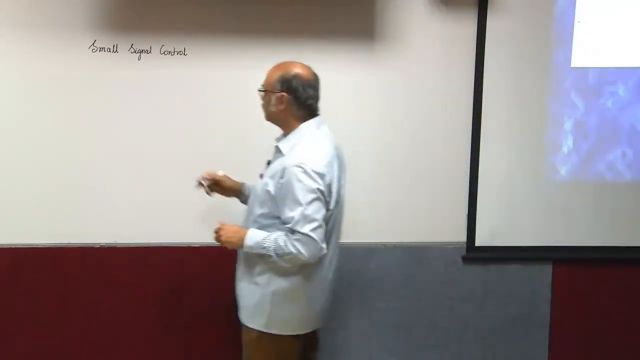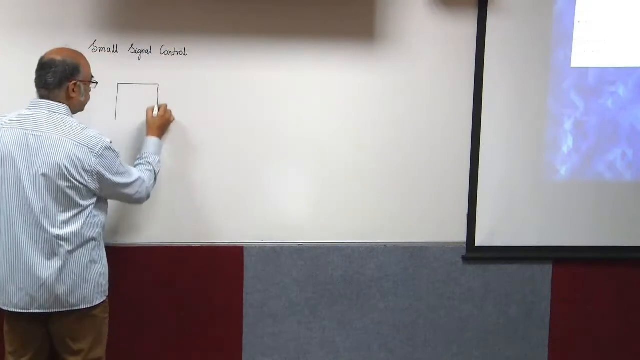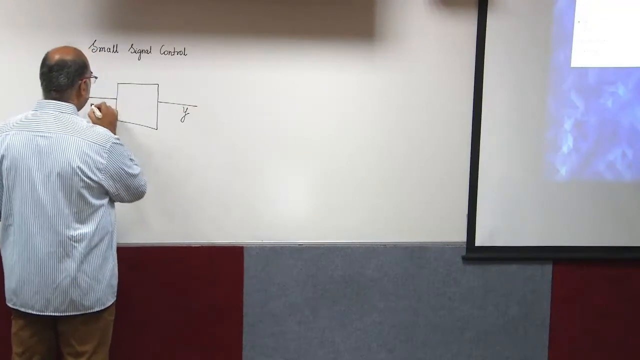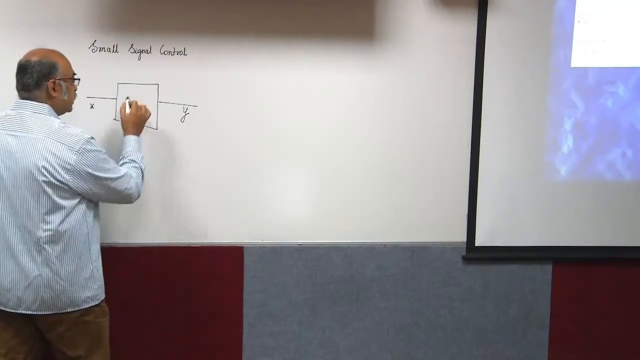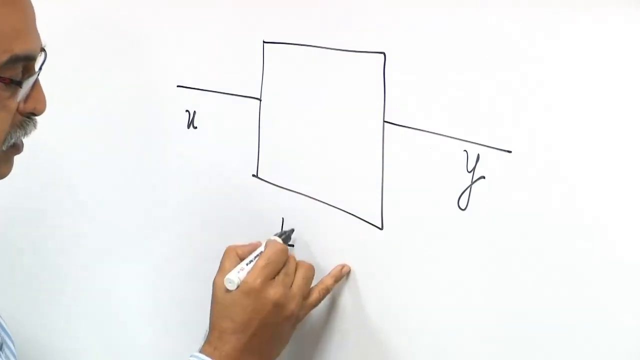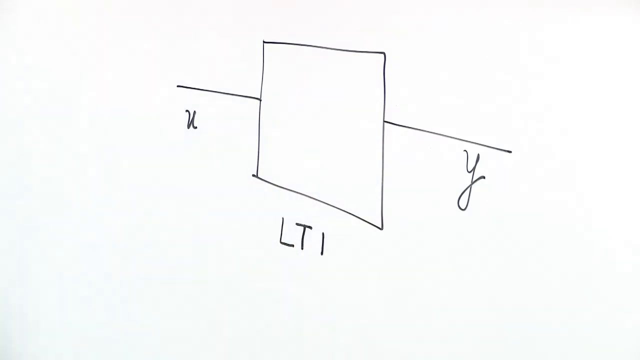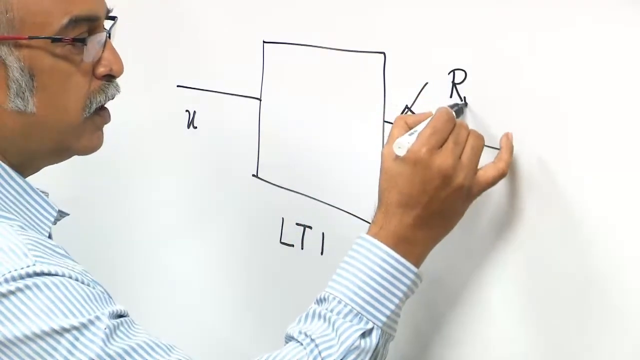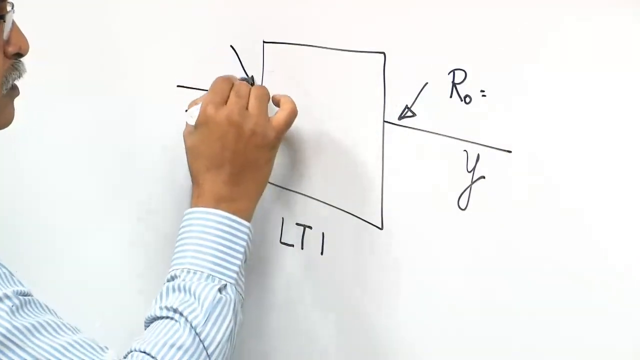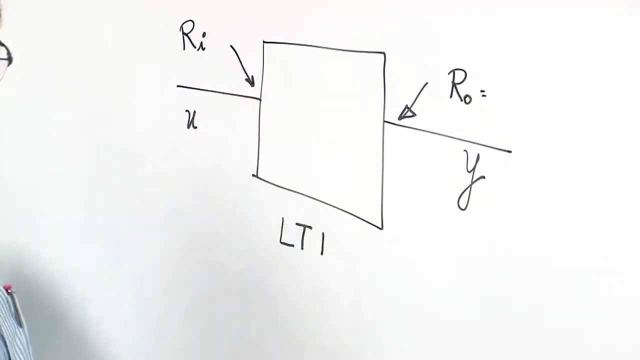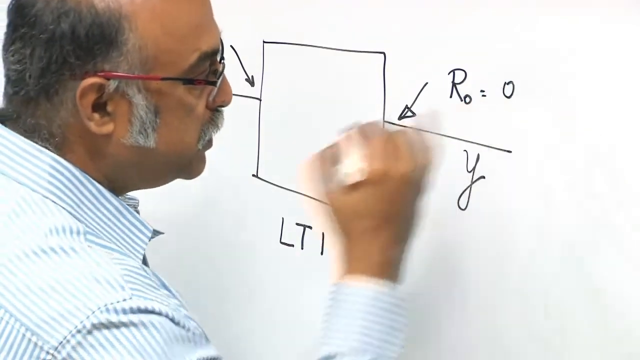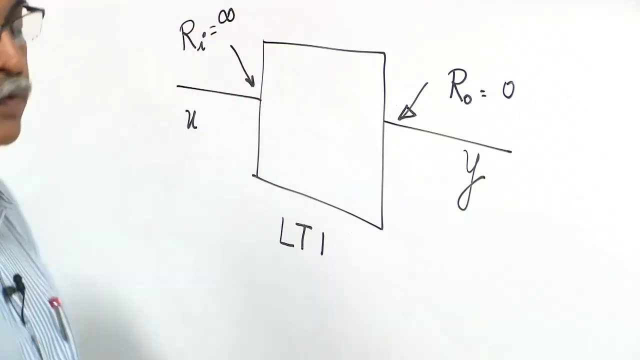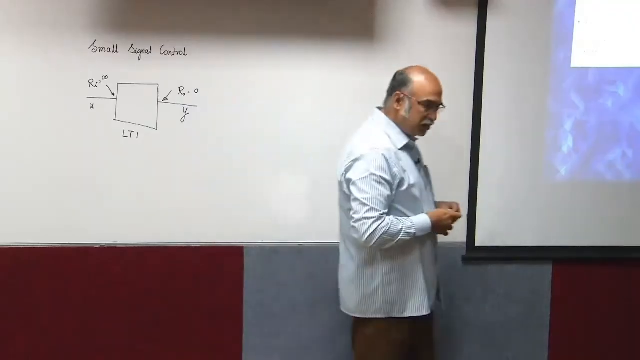Let us say it is having an output and an input. Not only is it a linear time invariant system, it is having R naught of what? And Ri, right. R naught is 0, output impedance is 0, very ideal, input impedance is again very ideal. These things do not happen.